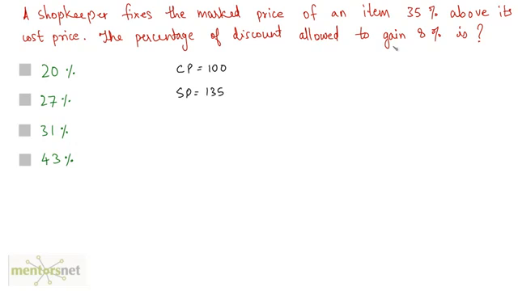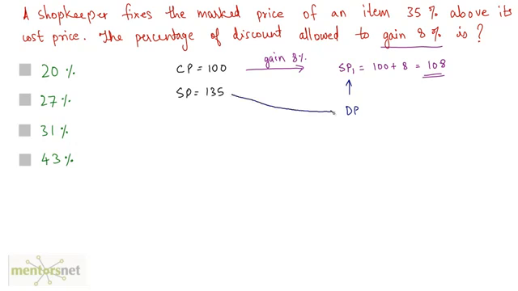Now this shopkeeper wants a gain of 8%. So this is the cost price, and let us say that the new selling price after a gain of 8% is equal to SP1. Now we are gaining 8% on the cost price. So the new selling price will be 100 plus 8, that is 108. But this is basically the discounted price, isn't it? This selling price should be there after you give some percentage of discount on this price.